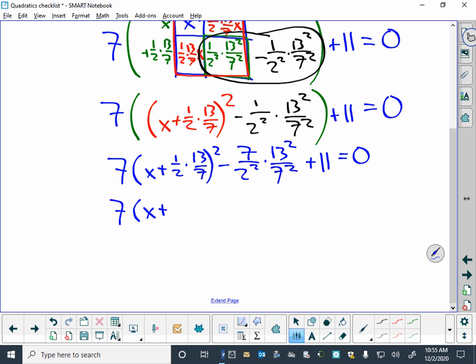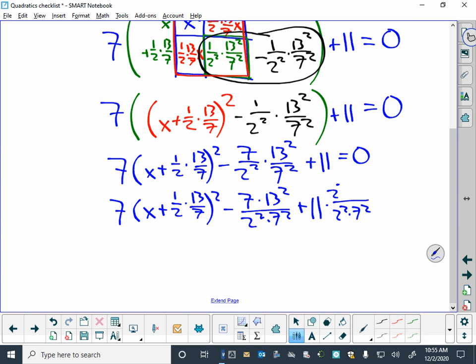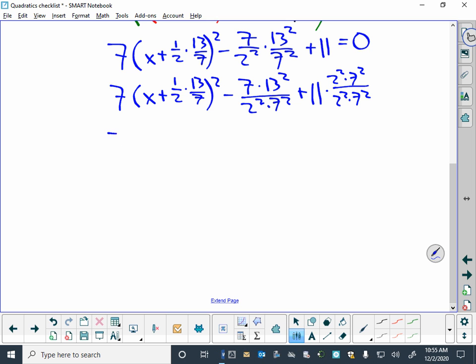I still have the 7 times x plus 1/2 times 13 over 7 squared minus 7 times 13 squared over 2 squared times 7 squared plus 11, and if I'm going to combine those, I'm going to need the common denominator of 2 squared times 7 squared. So I'll multiply by 2 squared times 7 squared over 2 squared times 7 squared, showing all my steps here.